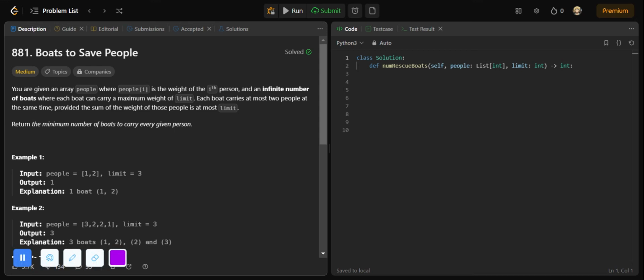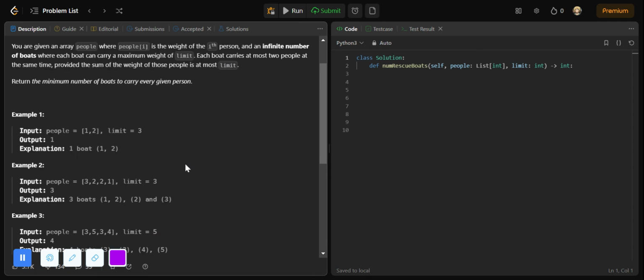Let's solve this problem, Boats to Save People. You are given an array people where people[i] is the weight of the ith person, and an infinite number of boats where each boat can carry a maximum weight of limit. Each boat carries at most two people at the same time, provided the sum of the weights of those people is at most limit. Return the minimum number of boats to carry every given person.